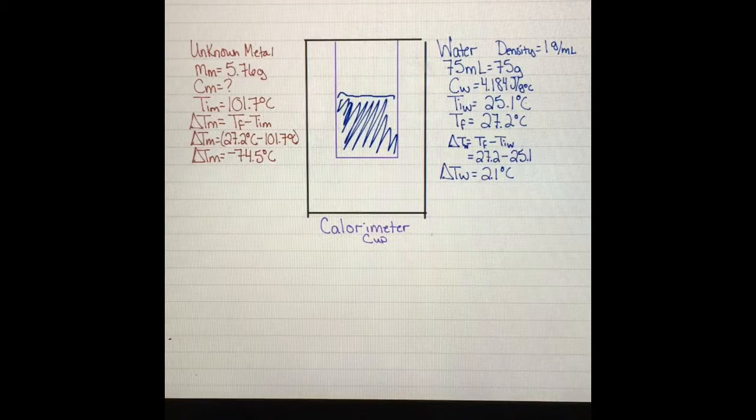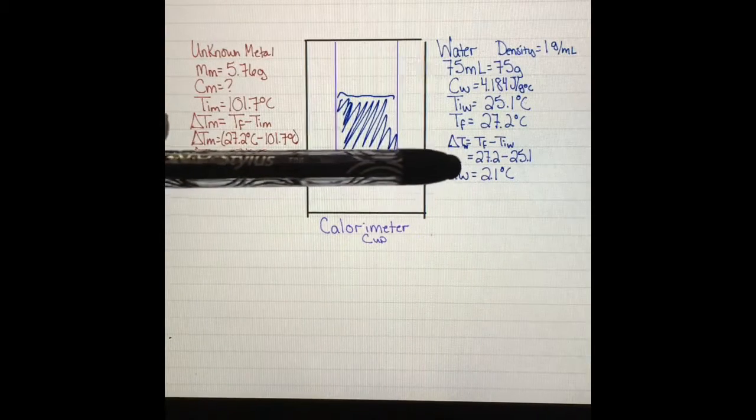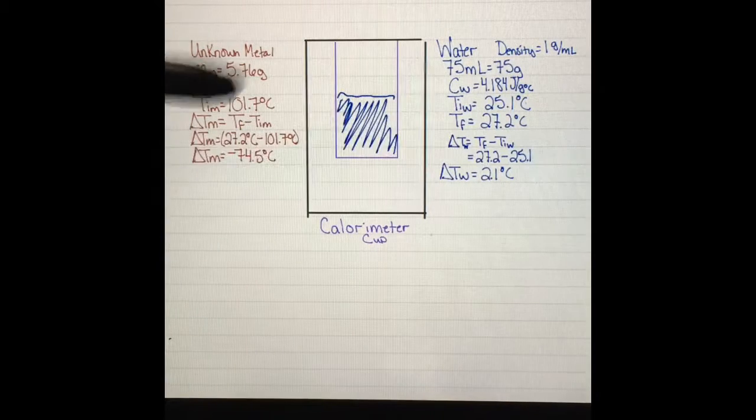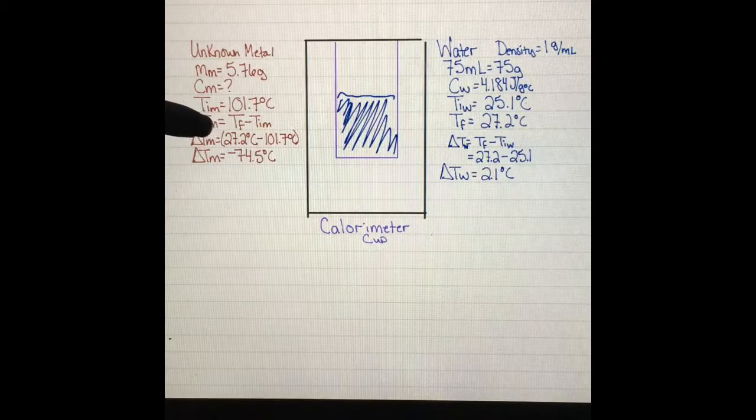So my delta T is going to be TF minus TIM, which stands for temperature initial metal. My TF is coming from, at the end, your stat on your graph, you got 27.2 for this group, minus 101.7 degrees Celsius. I should get a negative because it was warm and it's going to be cooled off by the water. The water is going to gain the energy from the metal. And so I get a negative 74.5 degrees Celsius for my delta T of the metal.